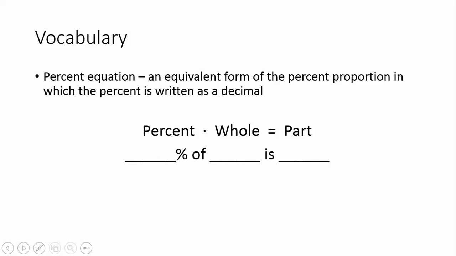So a percent equation is an equivalent form of the percent proportion in which the percent is written as a decimal. So I talked to you about this as blank percent of blank is blank. And the equation is the percent times the whole equals the part. So you can remember that either way. So let's look at some examples.